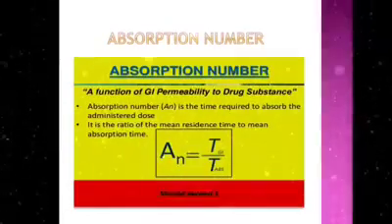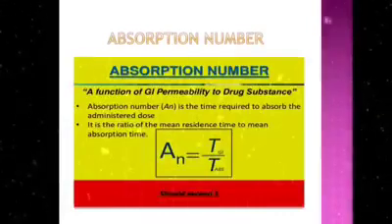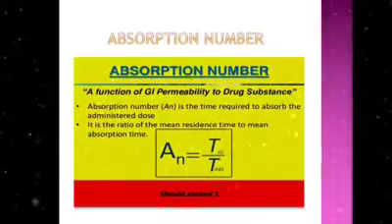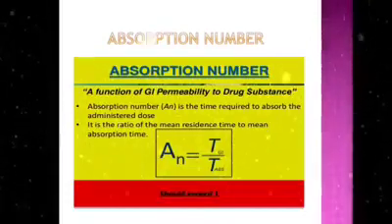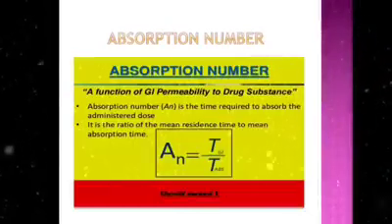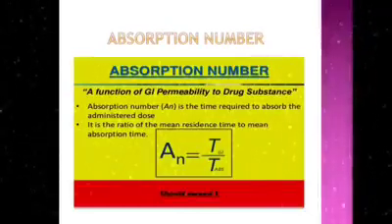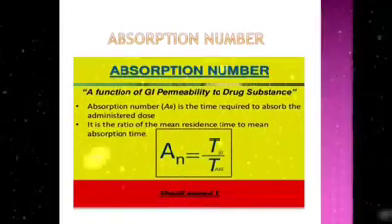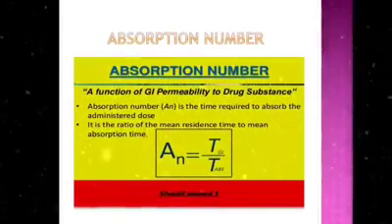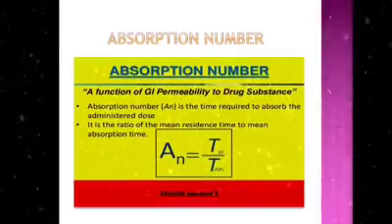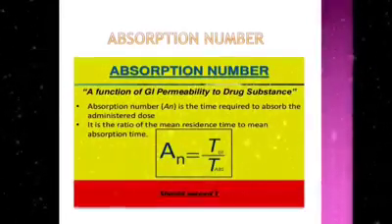AN is equal to TGI upon TABS, where AN stands for absorption number, TGI stands for residence time in the GI, and TABS stands for the total time required for the complete absorption of the drug substance. Also, TGI is obtained by R upon P effective, where P effective is the effective permeability and R is the radius of the GIT.